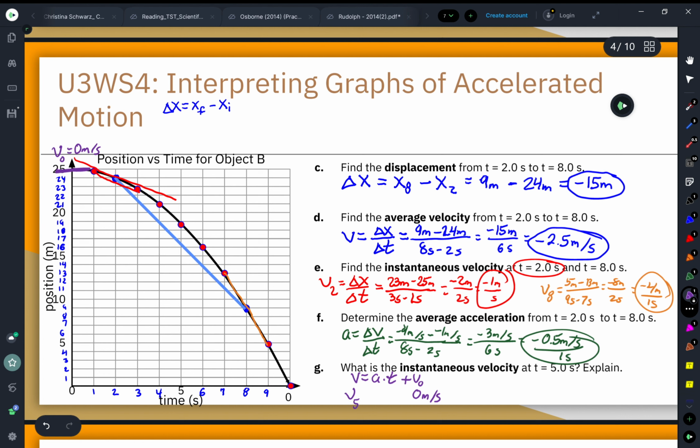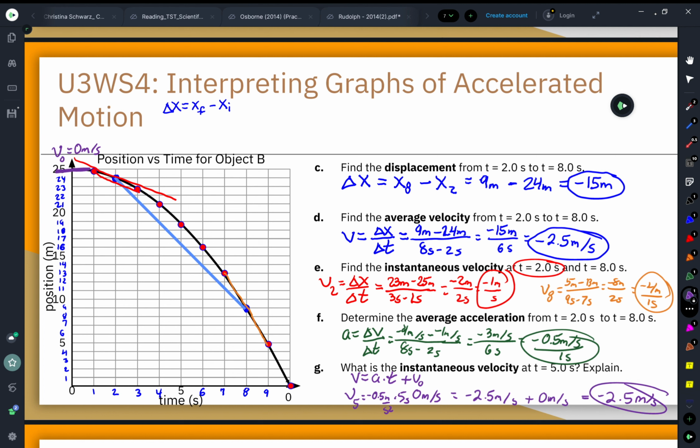Our velocity at 5 seconds is then negative 0.5 meters per second squared times 5 seconds. Negative 0.5 meters per second squared times 5 seconds is going to be negative 2.5 meters per second, plus our starting velocity of 0 meters per second gives us the velocity at 5 seconds of negative 2.5 meters per second.